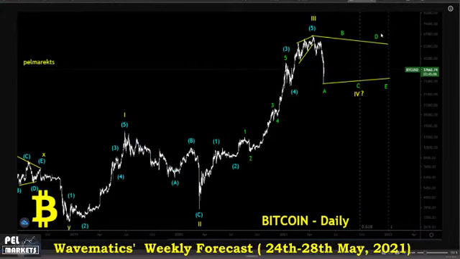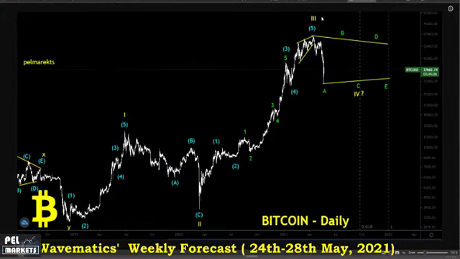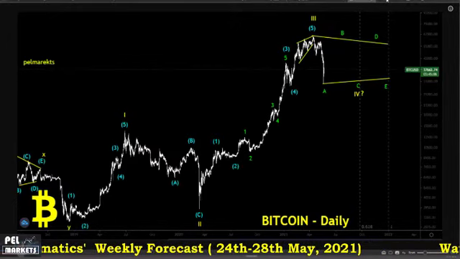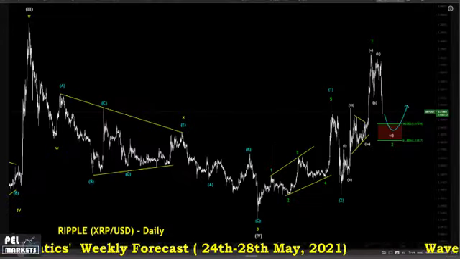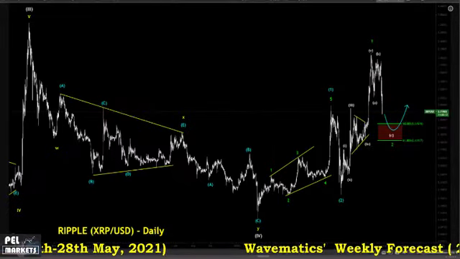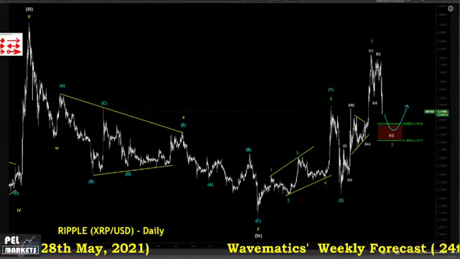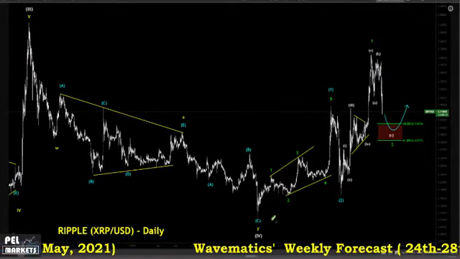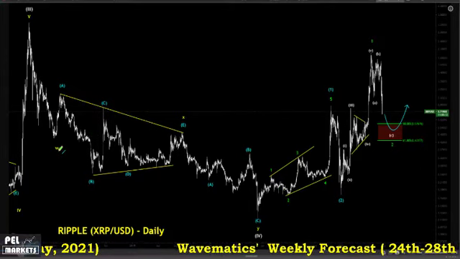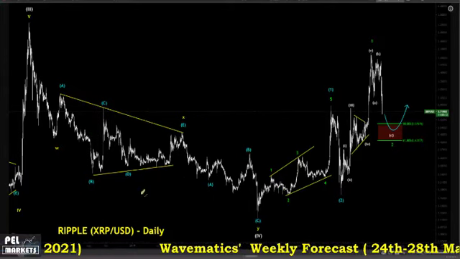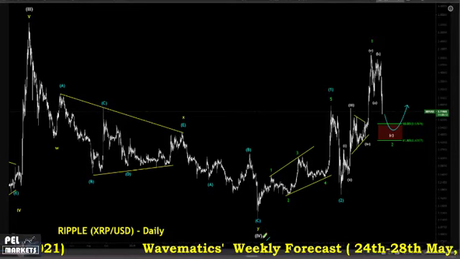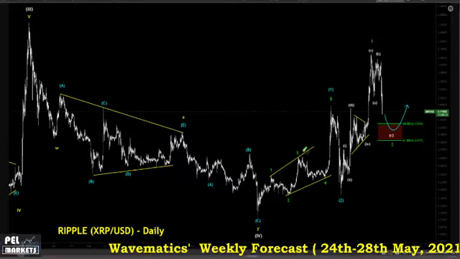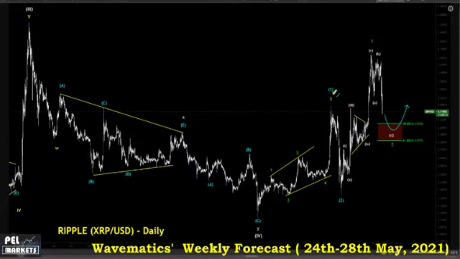The last pair, the last coin we'll be looking at, I had other requests for Ripple, so I decided to show my Ripple count. For Ripple, this is my daily time frame. With the daily time frame, we've had this corrective move for some time before price went up. So now I'm looking at a WX for a triangle, then white, completing white wave 4. Then price gave a leading diagonal, an expanding leading diagonal for wave 1.